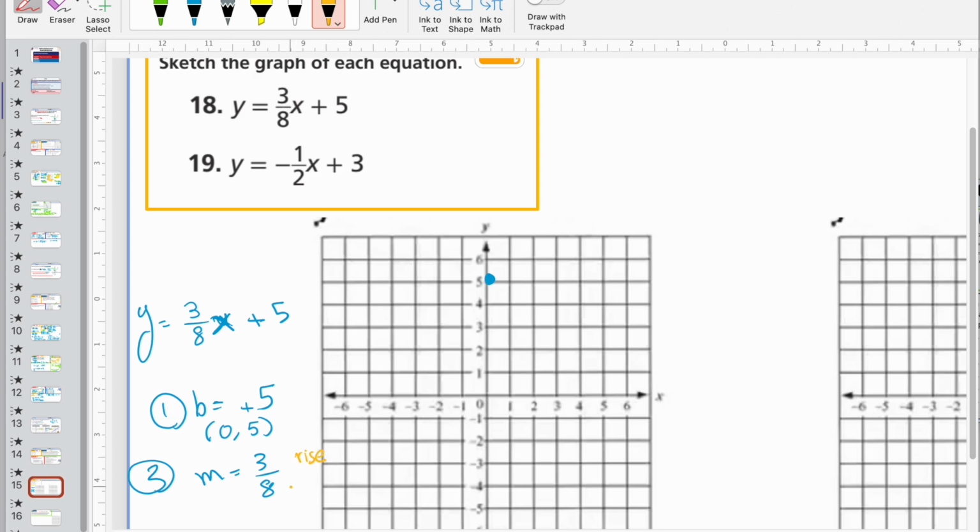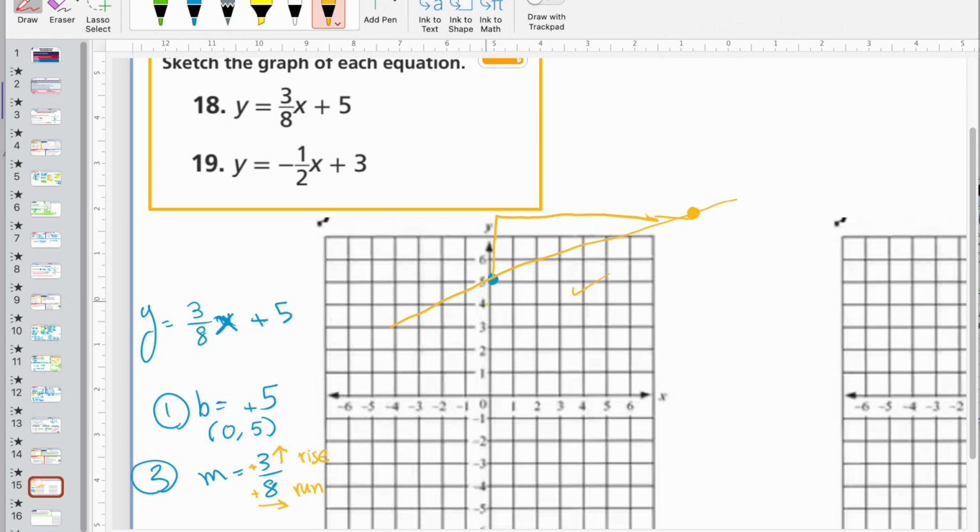Rise is 3, run is 8. Rise is 3, meaning 3 up, because it's positive. Run is 8, meaning 8 to the right, because it's positive. So I'm gonna go 3 up, 1, 2, 3, then 8 to the right, 1, 2, 3, 4, 5, 6, 7, 8. Of course you're gonna have a graph that is enough for you to follow, but for now this is how we do it. Use a ruler to draw your line, and that's it.